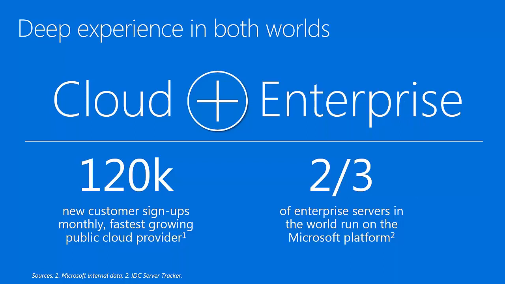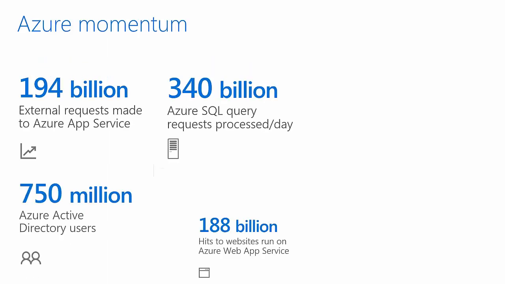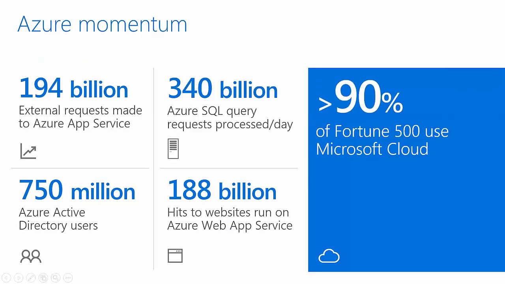If we look at going forward now, let's have a look at how we're actually scaling up in terms of the momentum. We're currently running 90% plus of the Fortune 500 on the Microsoft Cloud. And actually, I just looked at this slide recently. The old one was actually 2 months ago, it was 85%. So we're constantly growing in that Fortune 500 space and catering for the enterprise. We have 750 million Active Directory users, 188 billion hits to our websites, and 340 billion Azure SQL query requests processed every single day. So truly a phenomenal feat in terms of growth.